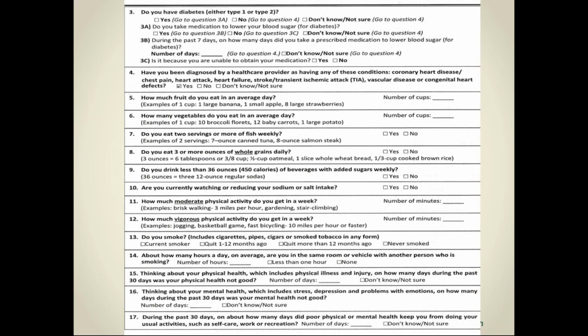Also, when we get to 15, 16, and 17, patients usually get confused with those answers. They usually write in a number of days. They might put 0. Then they'll turn around and check, I don't know. We only need one answer for those. If they don't know, just tell them, put, I don't know.